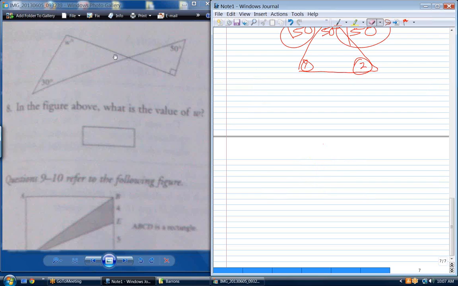So if that's 40, what's that? That's also 40. And if that's 40, what's that? 110. Correct. And that's a good problem, pretty much a standard way to solve most of their geometry problems. Just start solving for the stuff you don't know.